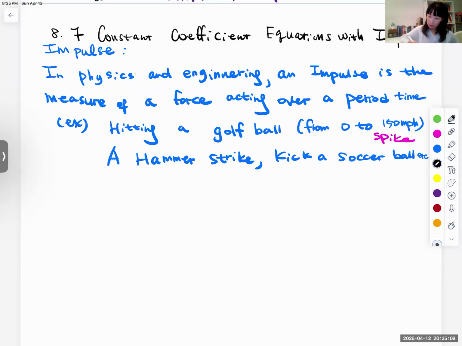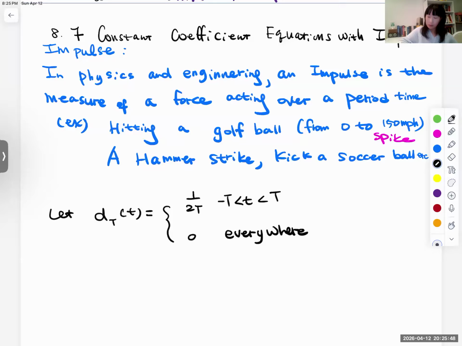So we have a function d sub t of t, equal to the piecewise function: 1 over 2t when t is between negative t and positive t. A little bit confusing, small t. And 0 everywhere else, right? So everywhere.